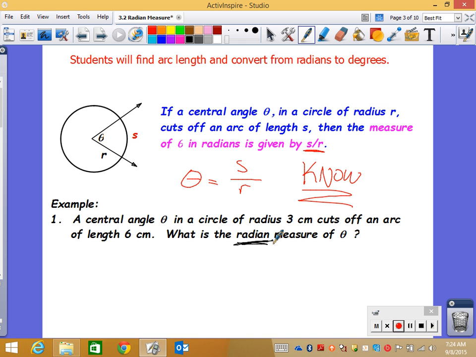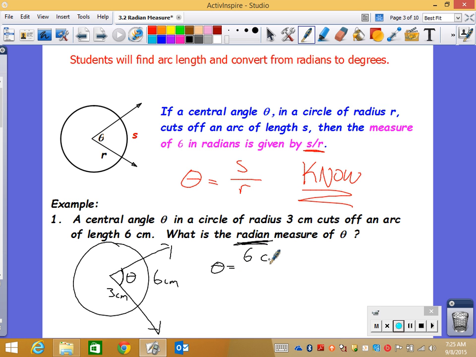So let's draw a picture to start. I have my circle. We're going to cut off an arc length with 2 rays coming out of the center, and this is going to make some angle theta. So I have a radius of 3 centimeters and an arc length of 6 centimeters. So let's just plug everything into my formula. I get theta is equal to s. S is my arc length, so 6 centimeters over the radius 3 centimeters.